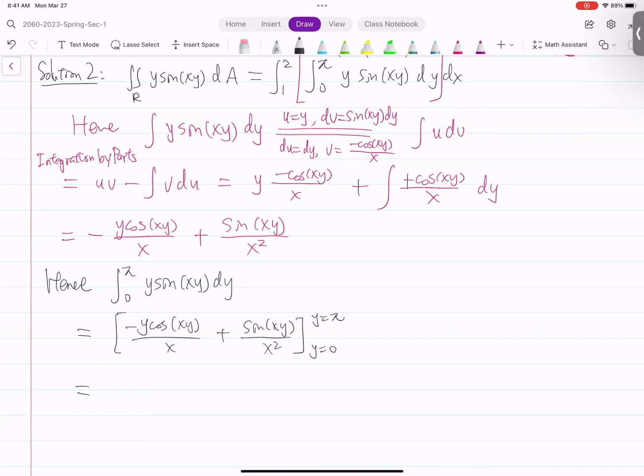Okay, so we're plugging in. So what do we have? We have negative pi cosine of pi x over x plus sine of pi x over x squared, minus.